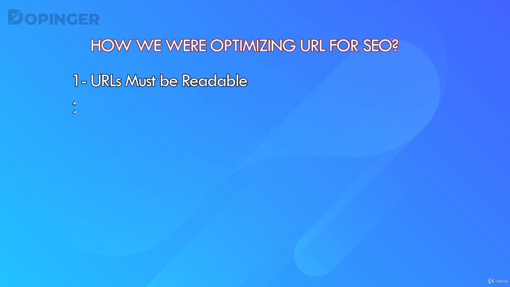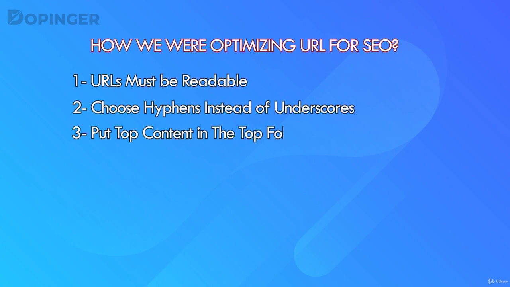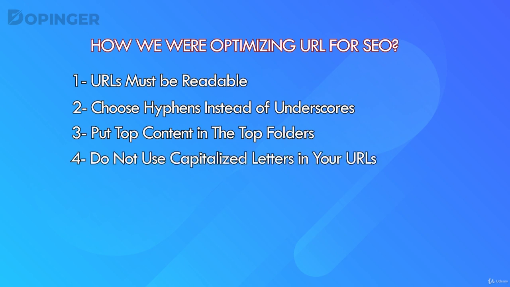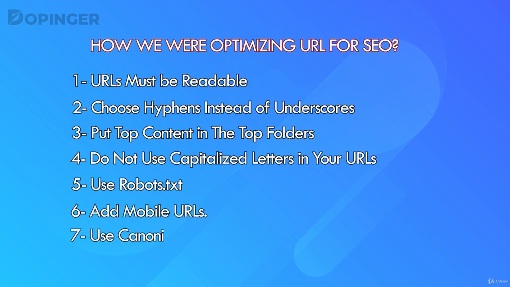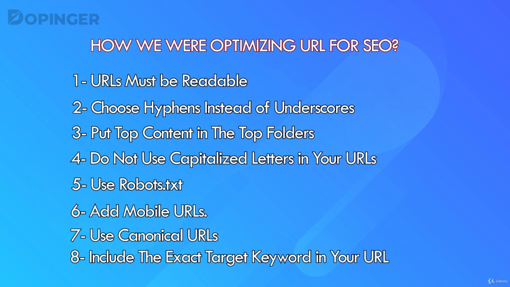And finally, how were we optimizing URLs for SEO? URLs must be readable. Choose hyphens instead of underscores. Put top content in the top folders. Do not use capitalized letters in your URLs. Use robots.txt to block bad URLs. Add mobile URLs. Use canonical URLs. Include the exact target keyword in your URL. Yes! We got this job.